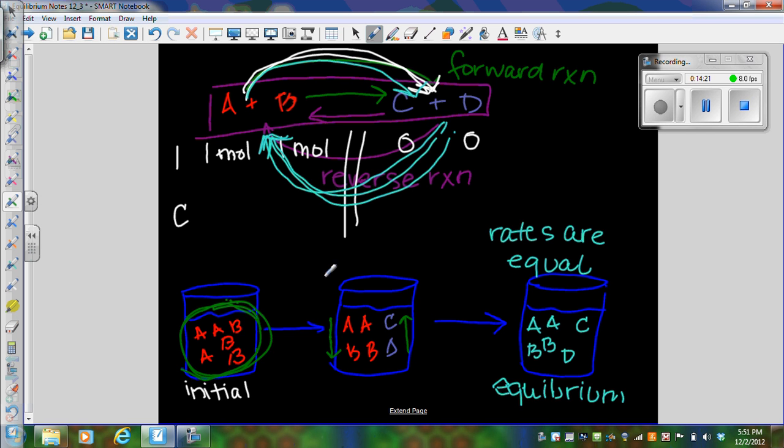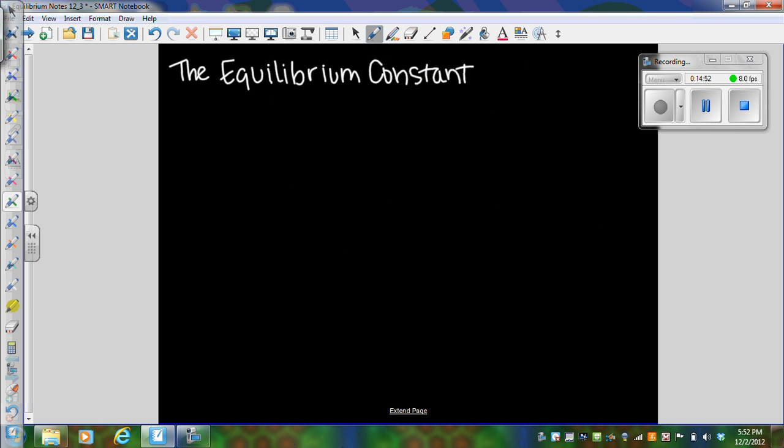As that happened, the rate of the forward reaction is starting to slow. The rate of the reverse reaction is starting to speed up. As that happens, that allows more A and B, more reactants, to be produced, which then speeds the rate of the forward reaction. And that process continues until those two rates are equal. And then we are at a state of equilibrium.